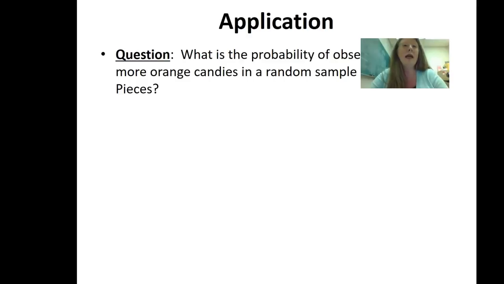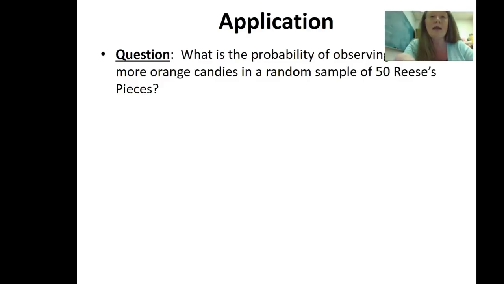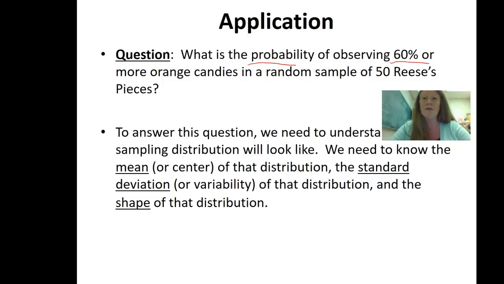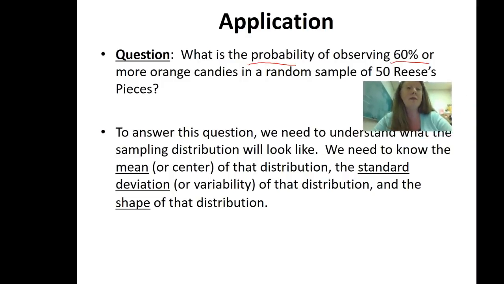So let's look at some applications about this. Why do we care about this? What kind of questions can we answer based on this? So again, here's the question. What's the probability? Now keep in mind here, I'm asking for a probability. I want to see an answer in the form of a probability of observing 60% or more orange candies in a random sample of 50 Reese's Pieces. So again, to be able to answer this question, I need to understand what my sampling distribution would look like. If I took lots of samples and looked at all the statistics, what would I see?